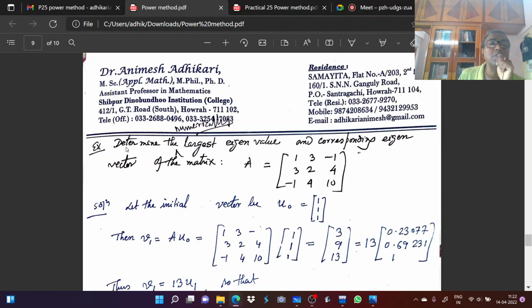First we consider this example. Determine the numerically largest eigenvalue and corresponding eigenvector of the matrix A, which is 1, 3, minus 1, 3, 2, 4, minus 1, 4, 10. This is the square matrix of order 3.